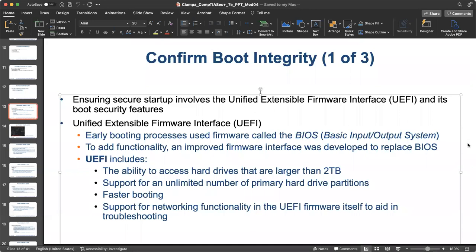The booting process on early personal computers, both Apple or PCs, used firmware called BIOS. Has anyone heard about BIOS? Basic Input Output System? Yes. Good. So UEFI actually is substituting the BIOS. Maybe now it makes more sense, right?